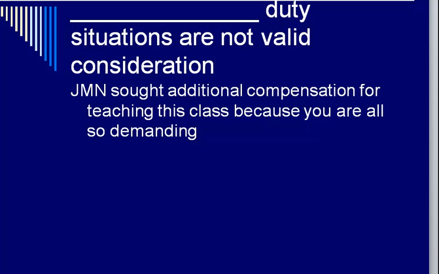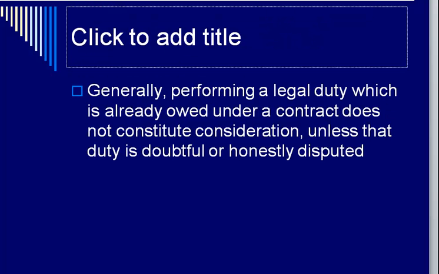And the thing that gets filled into this slide is that pre-existing duty situations are not valid consideration. In other words, if you have an obligation to do something under contract, you can't demand more money for those same tasks. You have to change the task, or you'd have to rip up the old contract, or do something to make it so there's valid consideration in that particular deal. Generally speaking, performing a legal duty that's already owed under a contract does not constitute consideration.